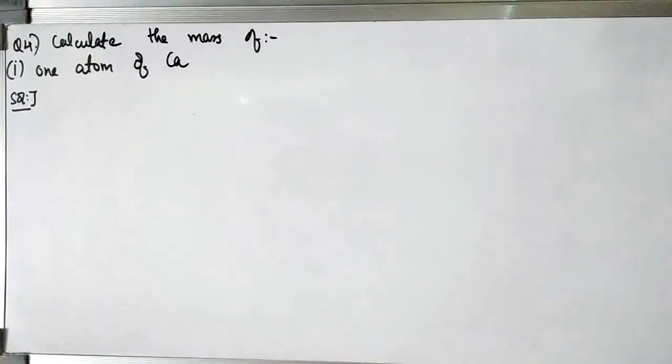So in the fourth question, we have to calculate the mass of one atom of calcium. Now we can calculate the mass by that formula, that number of moles is equal to given mass upon the atomic mass, because we know the atomic mass of calcium is 40. We just need to find the number of moles so that we can get the mass.